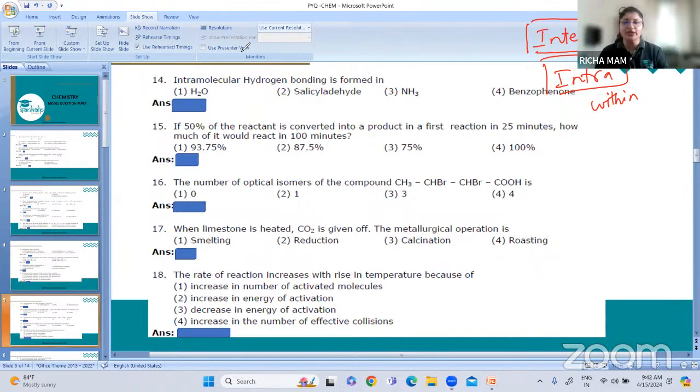Inter means different molecules. You can remember it like this: inter-college competitions, and intra means competition within the college. So like that, intramolecular hydrogen bonding and intermolecular hydrogen bonding. They have asked in which of the following compounds intramolecular hydrogen bonding is seen.